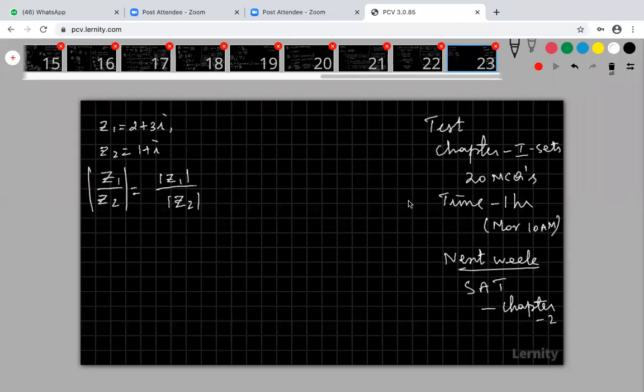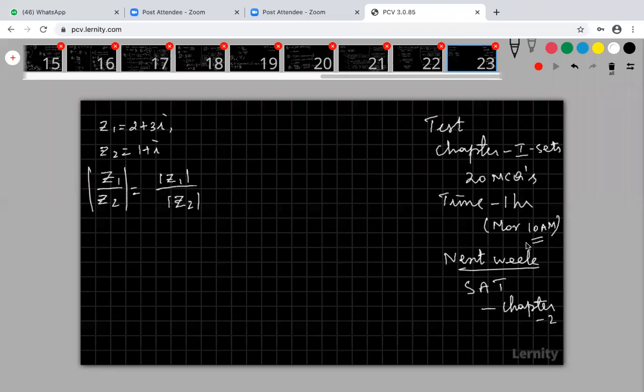Are you okay? The test is at 10 a.m. If you open it at 10:30, it won't be open. Exactly at 10 o'clock you open it. If you wish to attend the test at 11 a.m., it never opens. So this is exactly 10 a.m. only, like the NEET test.